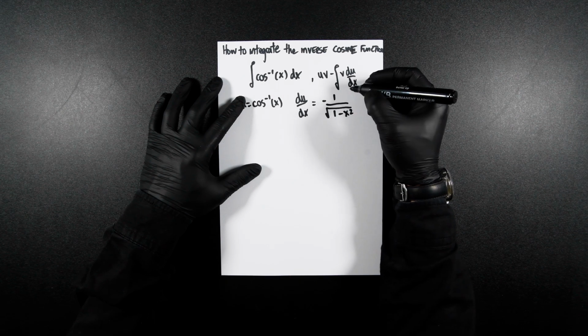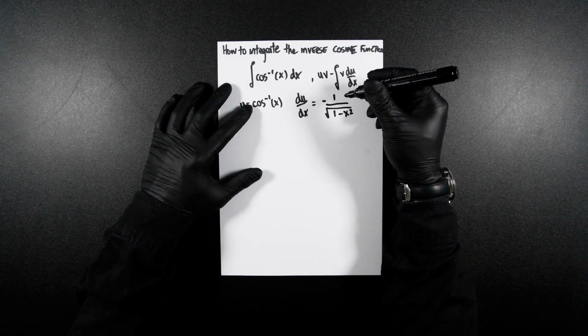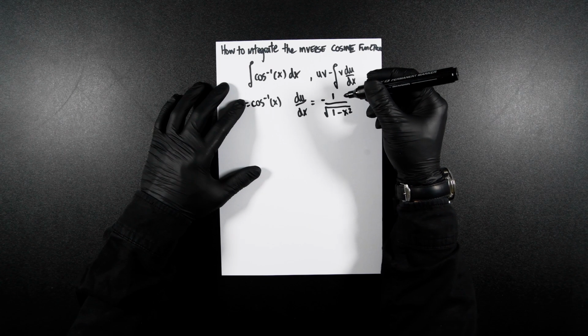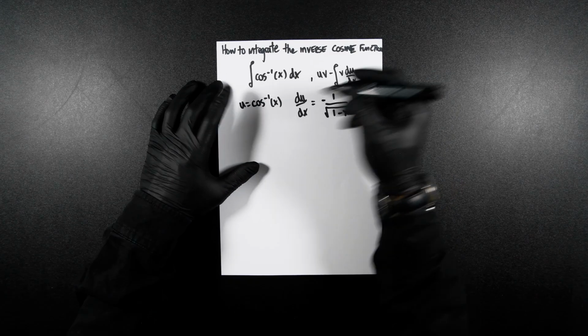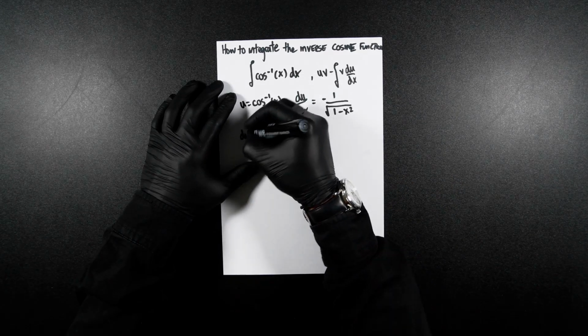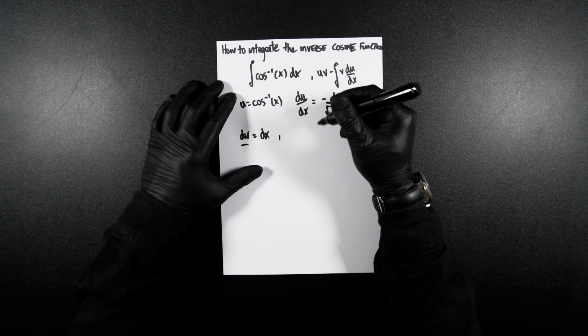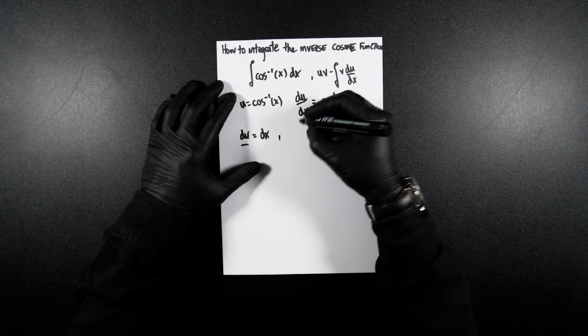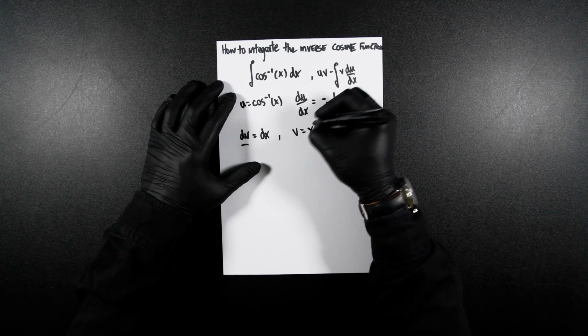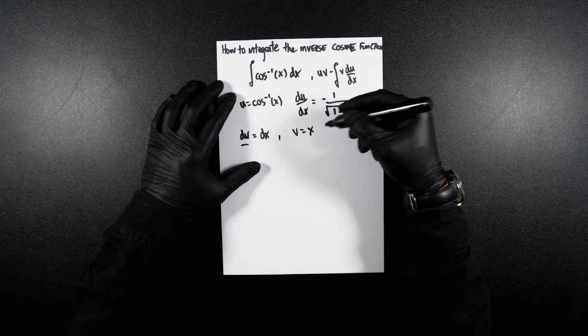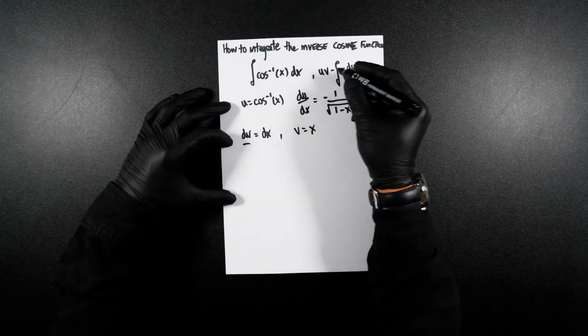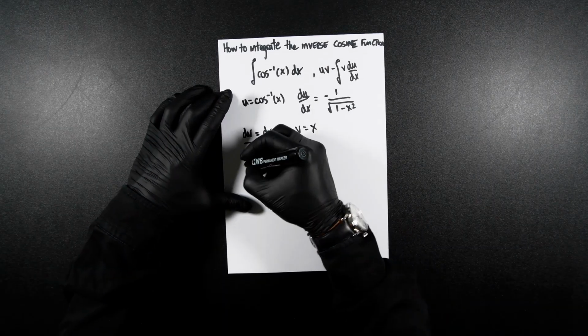If you don't know how to do this, I've got an entire video on how to differentiate the inverses of sine, cos and tan. I'll probably link them in the description. We now have dv, which equals dx, and we can then integrate these, so you're going to get v equals x.